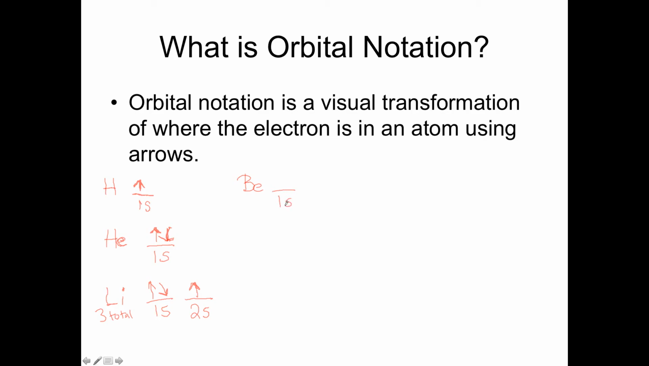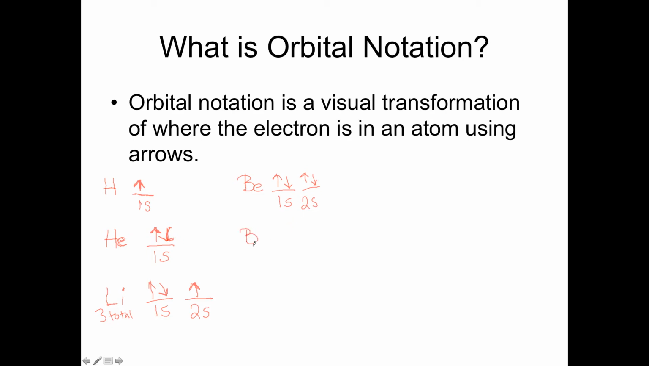I'm going to first do the 1s section. I'm going to go 1 up, 1 down. Then I'm going to go over, I'm going to do 2s. I'm going to go up, then down. 4 electrons, 4 arrows, up and down.